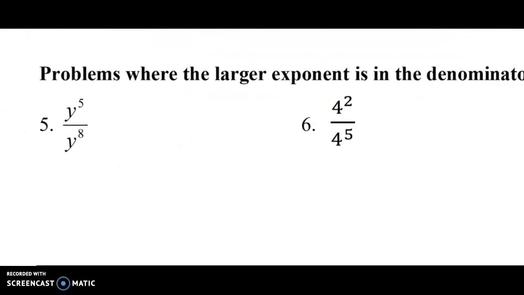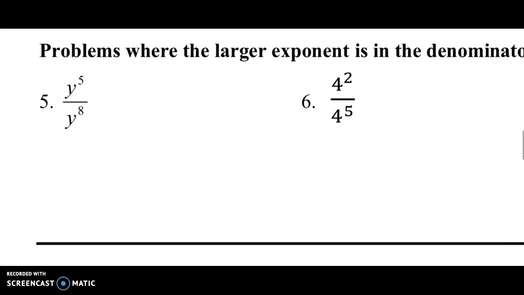So for number 5, first way you can do it, and I'll do this in green, is you do it like normal. So you would just do same bases, so I subtract top minus the bottom. So y is equal to 5 minus 8. Remember, it always goes in the numerator.